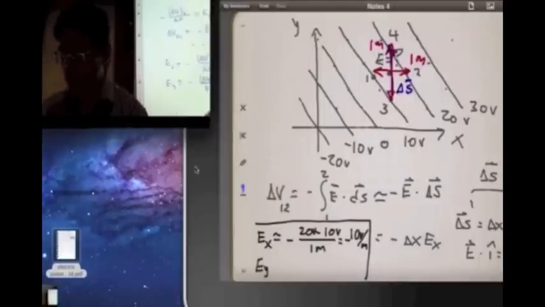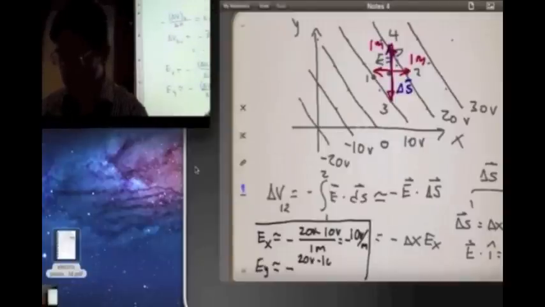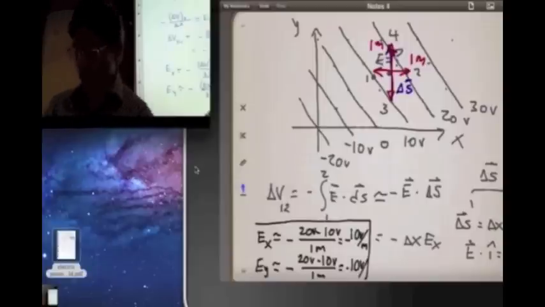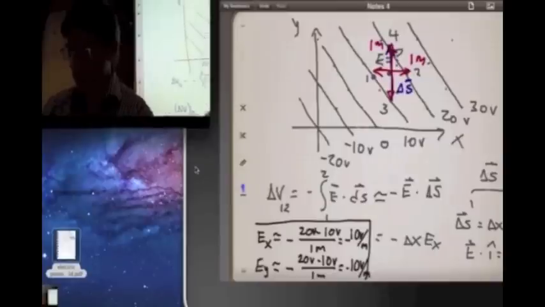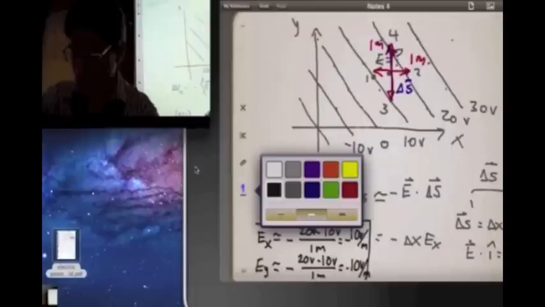And for the y component, again, you look at the two points that you're going to use for that calculation, 4 and 3. 4 is on the 20 volt line, 3 is on the 10 volt line. So one more time, you have 20 volts minus 10 volts divided by the distance, which is also 1 meter, so you get again minus 10 volts per meter. So the x and the y components of the electric field at that location are equal and negative. Both of them are negative.